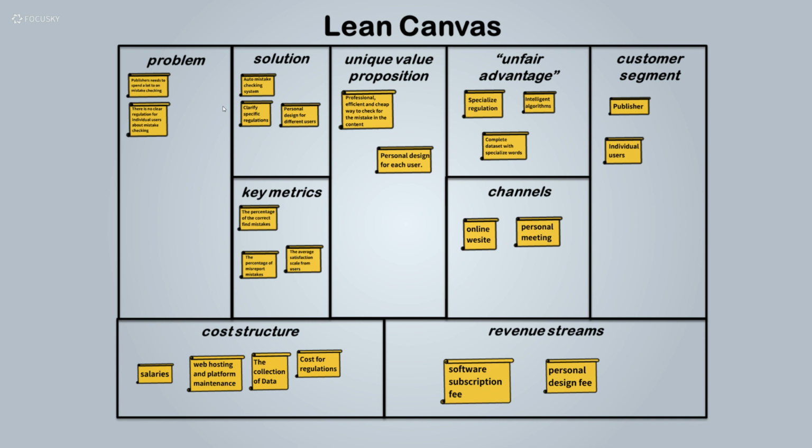Today I want to talk about the Lean Canvas for the research area I'm studying. The research area is natural language processing, and the startup is about to use NLP technology to auto-check grammar mistakes in words and symbols in Chinese. The usage of this system is to make sure that articles can be published after the checking.